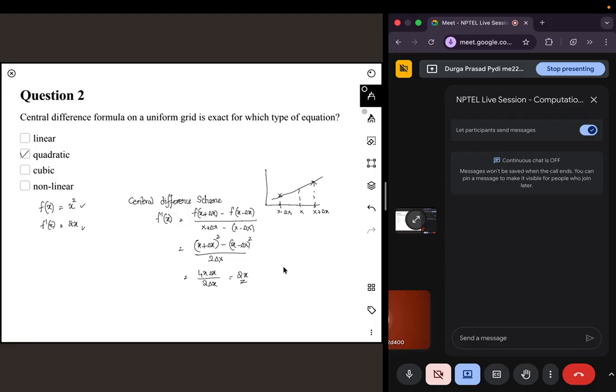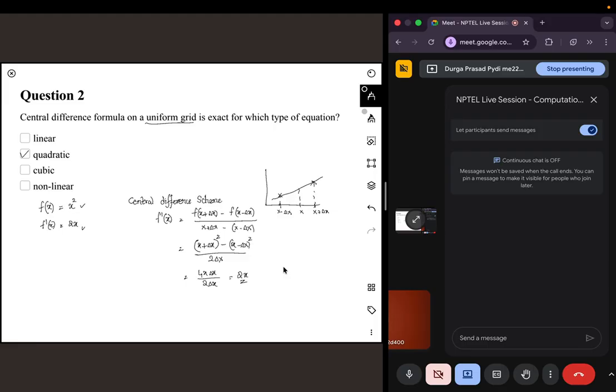So on a uniform grid, again this is on a uniform grid, when we use a central difference formula, then for a quadratic equation, both the approximation as well as the analytical will actually match with each other. I think it has nothing to do with the grid spacing.